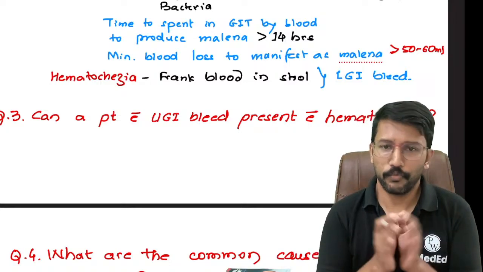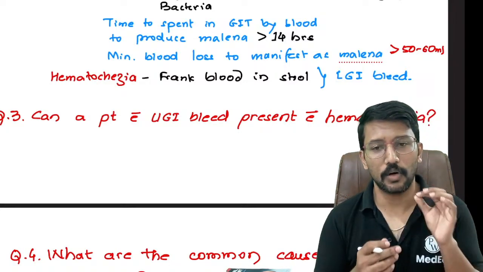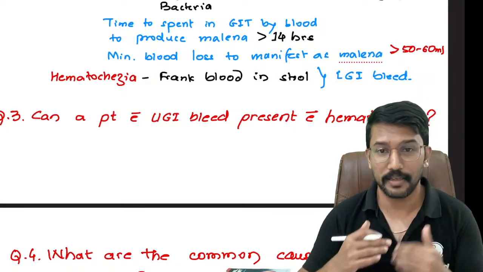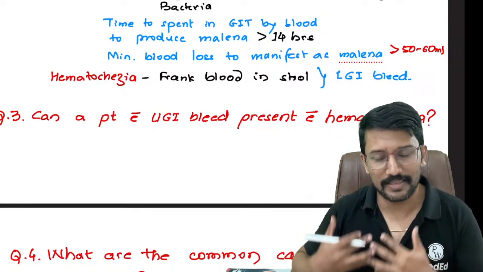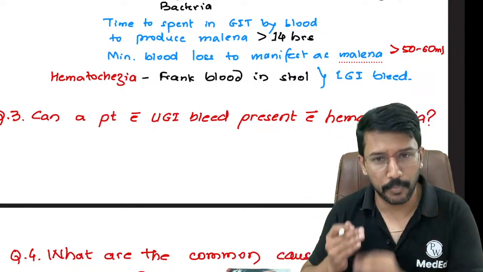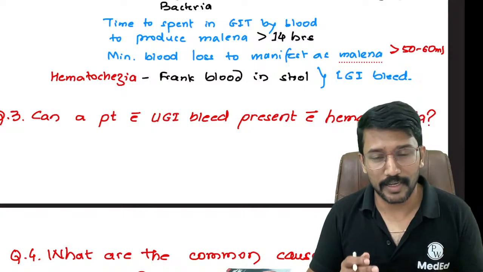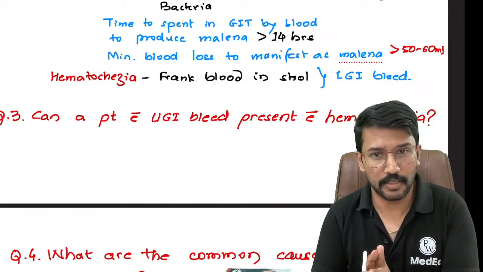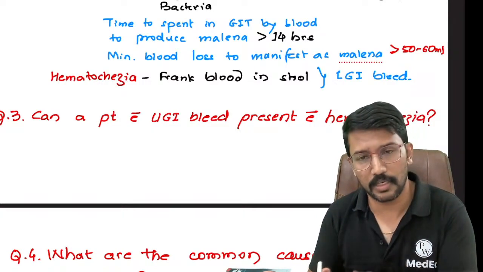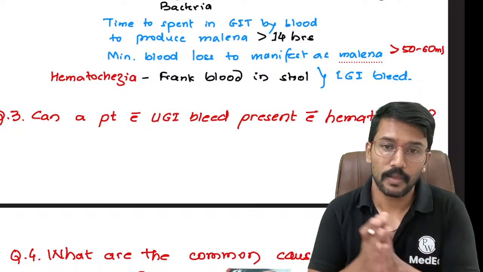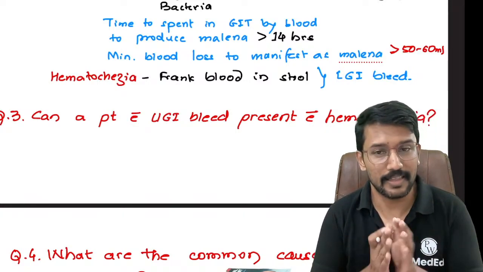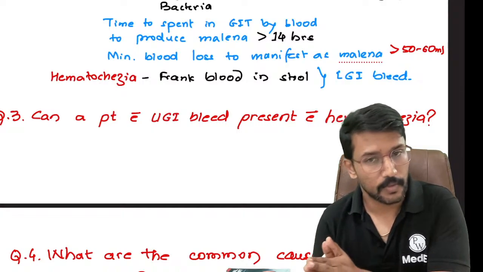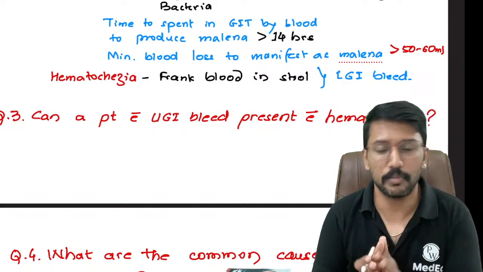Okay, I hope we have the clarity now. If a patient has bleeding in the upper gastrointestinal tract, he can vomit the blood out. We call it hematemesis. Or he can pass that blood in the stool. But if the blood has spent 12 to 14 hours in the GIT and the blood loss is more than 50 to 60 ml, the patient will present with melena, right? If the quantity of blood loss is less, he will not manifest with melena. In that case we call it an occult bleed.